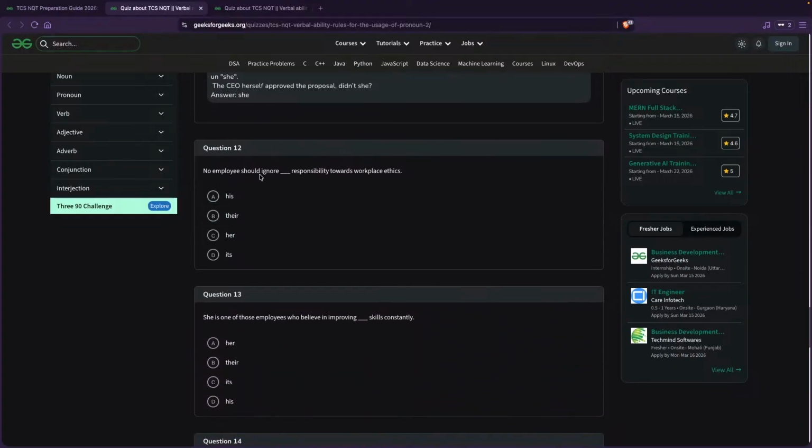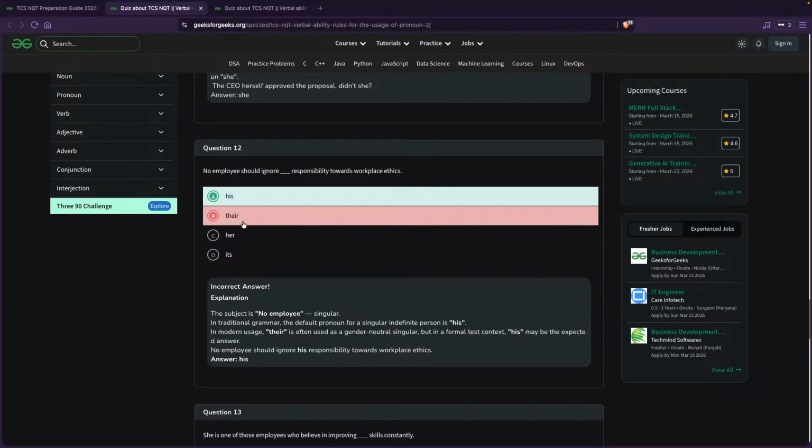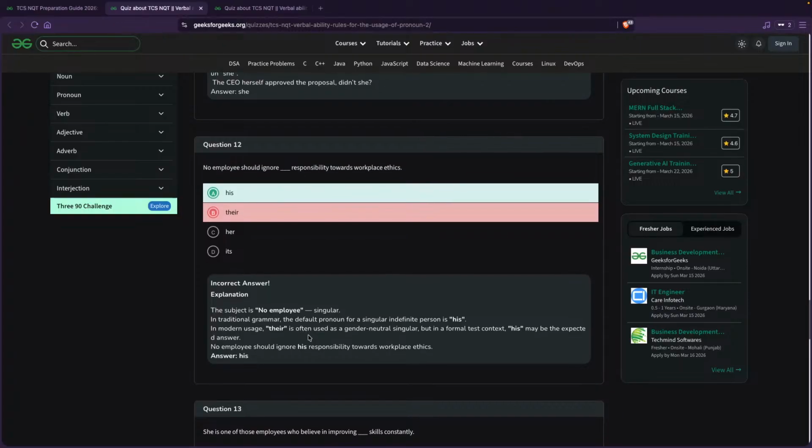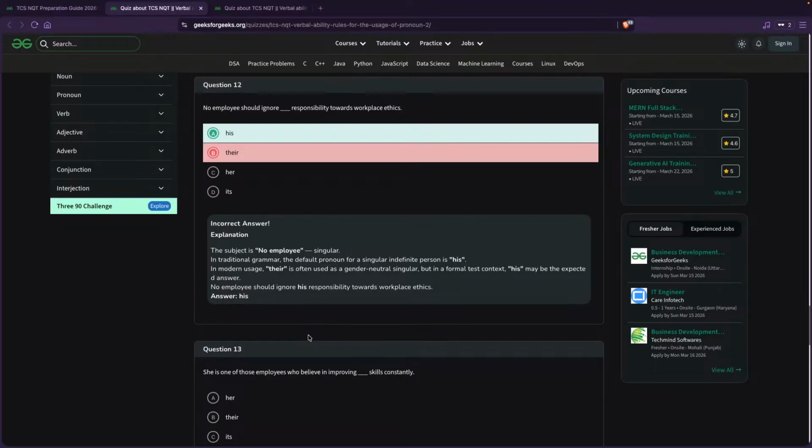No employee should ignore their responsibility towards workplace ethics. Employee means plural, I guess, and plural means their. Oh my god, why? The subject, no employee, is singular. In traditional grammar, the default pronoun for a singular indefinite person is his. In modern use, their is often used as a gender neutral singular, but in formal test context, his may be the expected answer. No employee should ignore his responsibility towards workplace ethics.